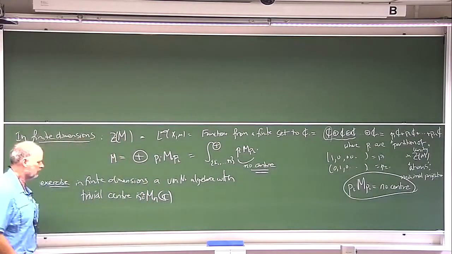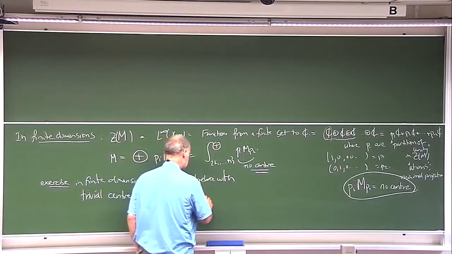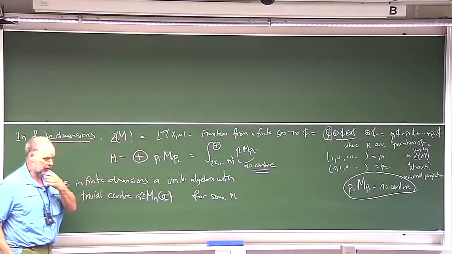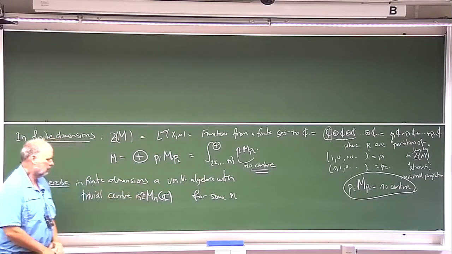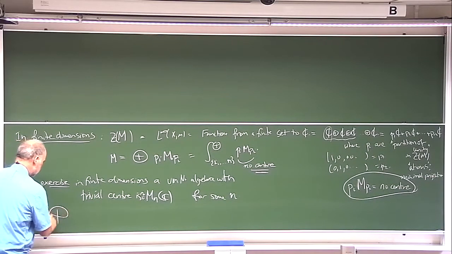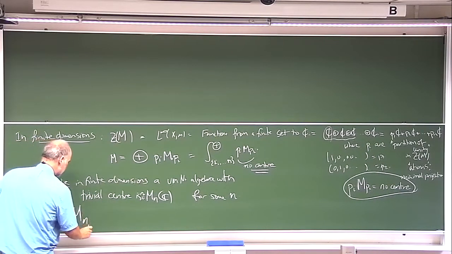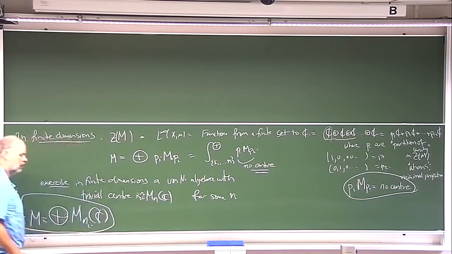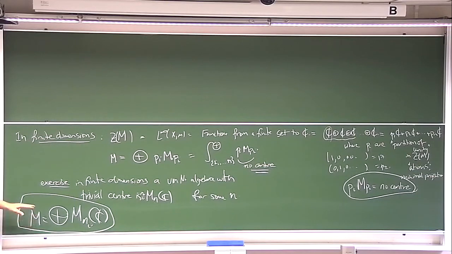Some n by n, some n. Analysis goes by actually trying to find minimal projections in that. So we end up with the final result that in finite dimensions, M is equal to a direct sum of matrix algebras of various sizes. This is our complete analysis of von Neumann algebras in finite dimensions. Any von Neumann algebra in finite dimensions is a direct sum of full matrix algebras.